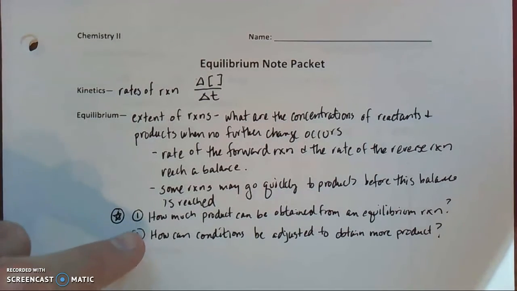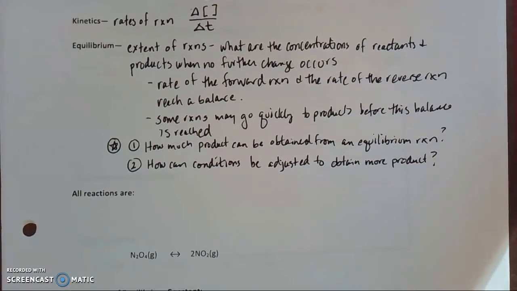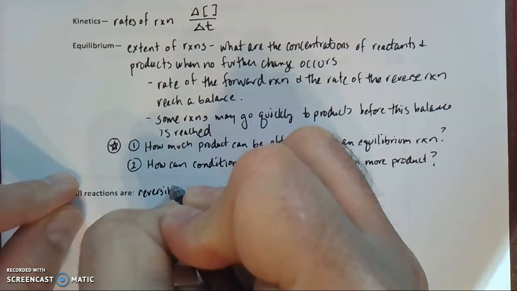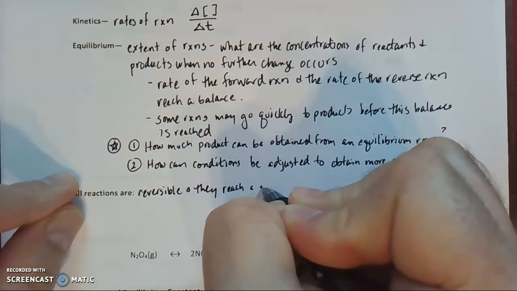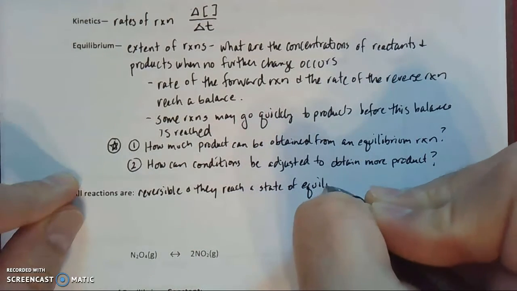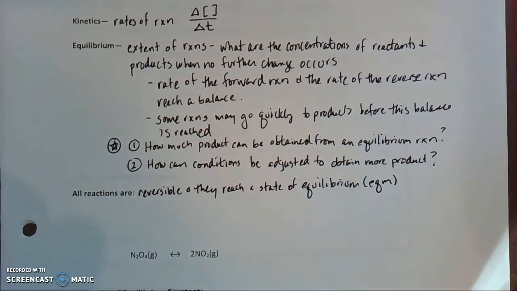This is looking at more of a manufacturing situation. How can we manipulate things to get more? So all reactions themselves are reversible, and they reach a state of equilibrium. Now I'm going to start abbreviating equilibrium as EQM, because we're going to write it so many times.